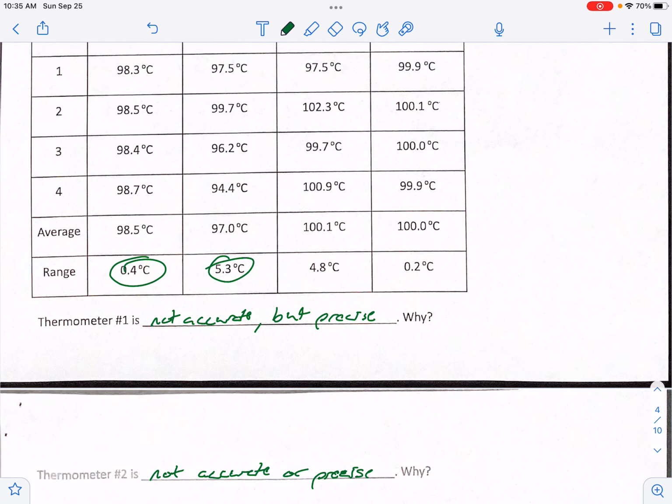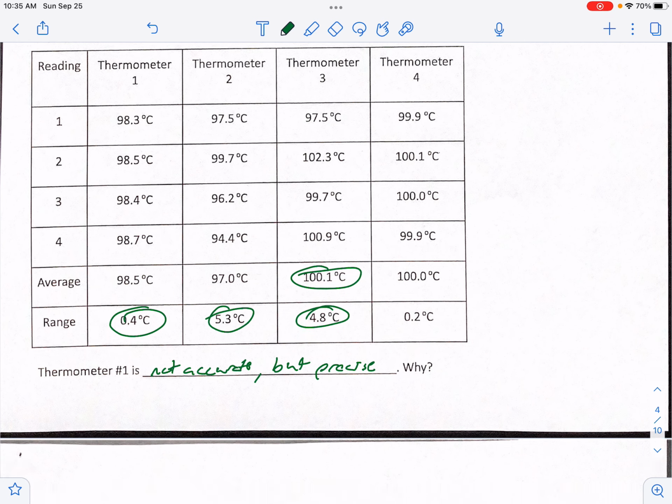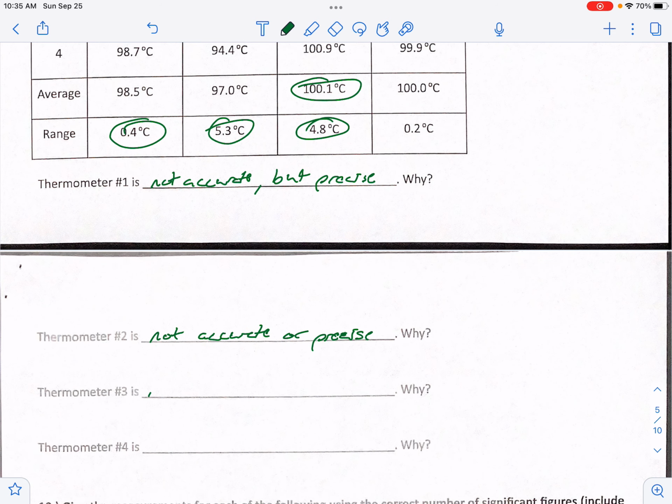Okay, let's look at thermometer number 3. 97.5, 102.3, 99.7, 100.9. My average is 100.1, so that's good. So that's actually pretty close to my target value. But my range is all over the place, kind of jumping all around. So that means this thermometer 3 is going to be accurate, but not precise, since those measurements are not close to each other.